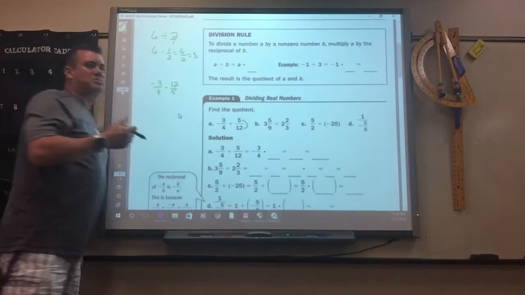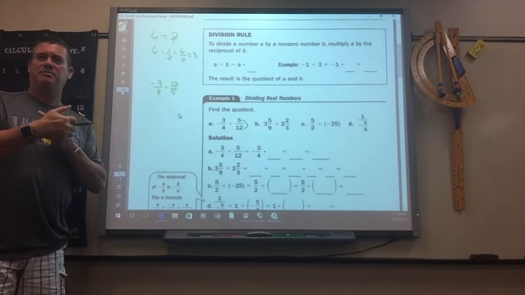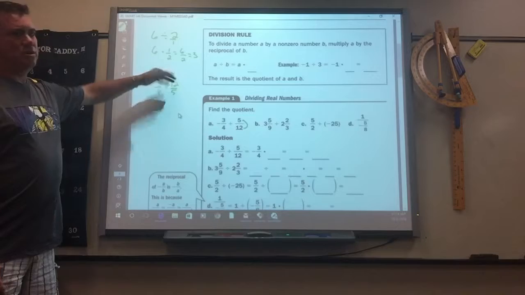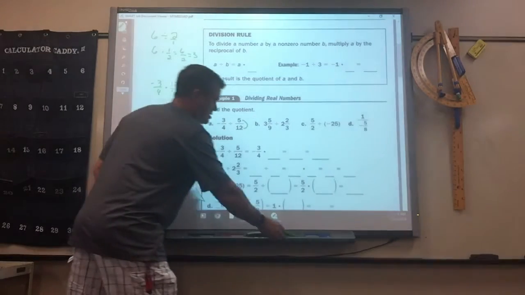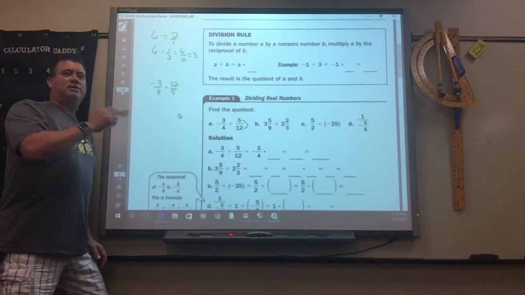It's kind of like when you subtract. When you subtract, you actually change it to an add. You change the sign, change the sign. When you divide, you change it to a multiply. So what you do is you flip the second one and then multiply them. So it's top times top, bottom times bottom, but to make it easier, you can cross cancel.